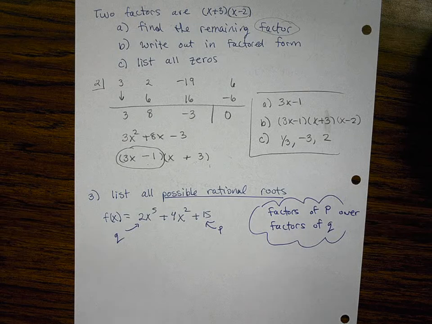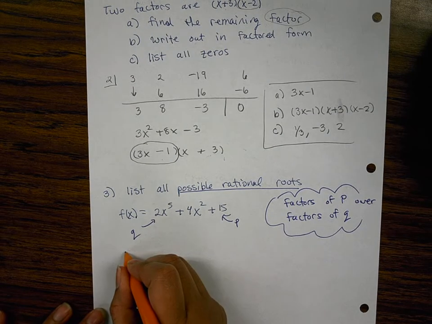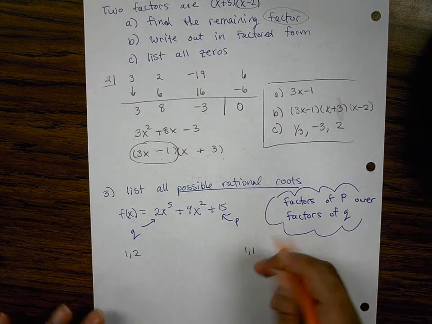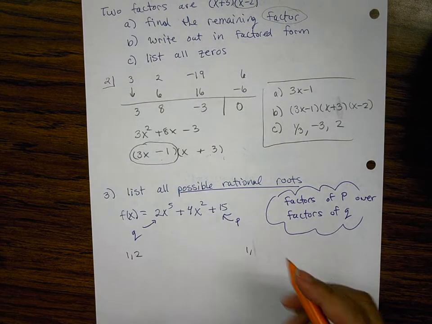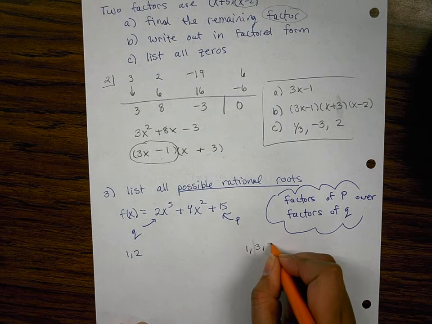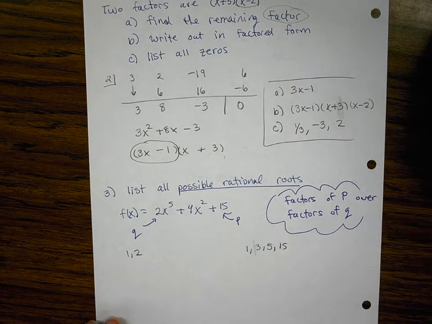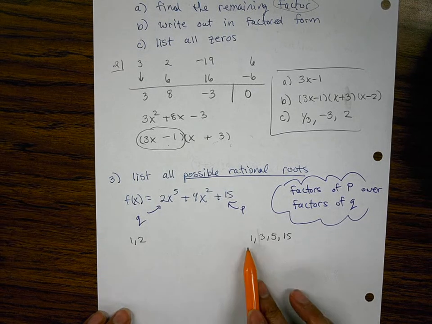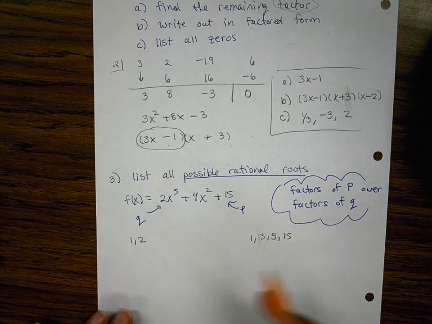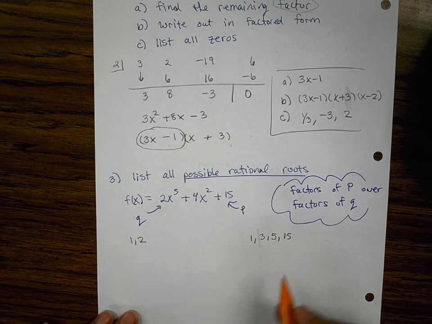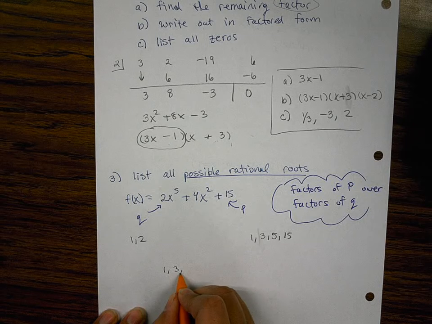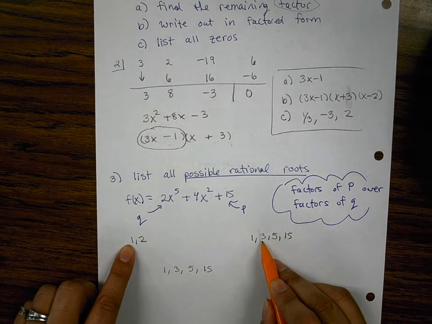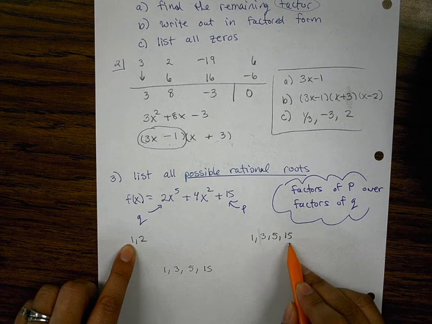So I'm going to list the factors of 2. The factors of 2 are only 1 and 2. The factors of 15 are 1, 3, 5, 15. All right, so I do all of these factors over 1 and then all of these factors over 2. So all of these factors over 1 would be 1 over 1, 3 over 1, 5 over 1, 15 over 1, comma.